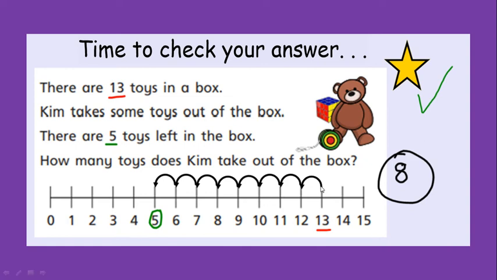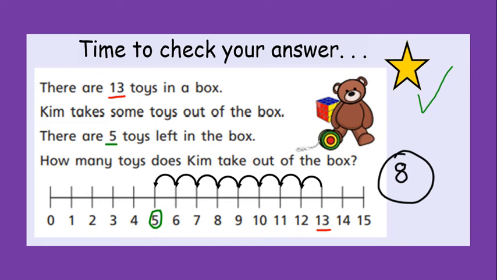So all that meant was I had to figure out how many jumps, or how many were taken away, from 13 to get to 5. So I did take away 1, take away 2, take away 3, take away 4, take away 5, take away 6, take away 7, take away 8. So Kim must have taken away 8 toys, because that's how many jumps there are between 13 and 5.